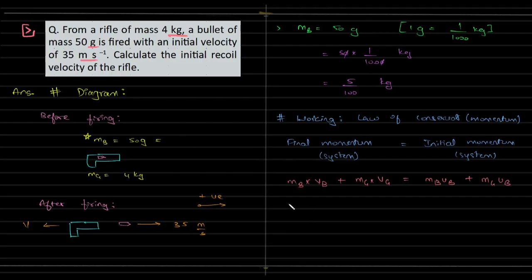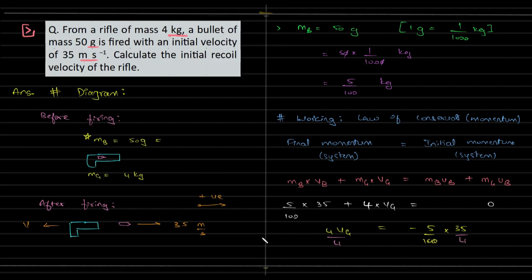And now we have to substitute. So this is 5 by 100 into 35 plus 4 into Vg, and this is equal to 5 by 100 into 0 plus, actually it's basically 0. So I need not write so much, just write 0, that's enough. This we can calculate by transposing to the left hand side. We have minus 5 by 100 into 35. Okay, let's try to cancel things.